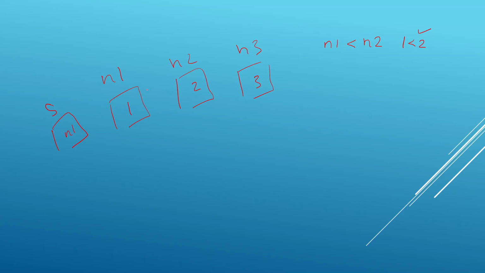Then I have to compare this number with the third number also. So that would be if n1 is less than n3, which is 1 is less than 3, which is again true. So the smallest will be n1.